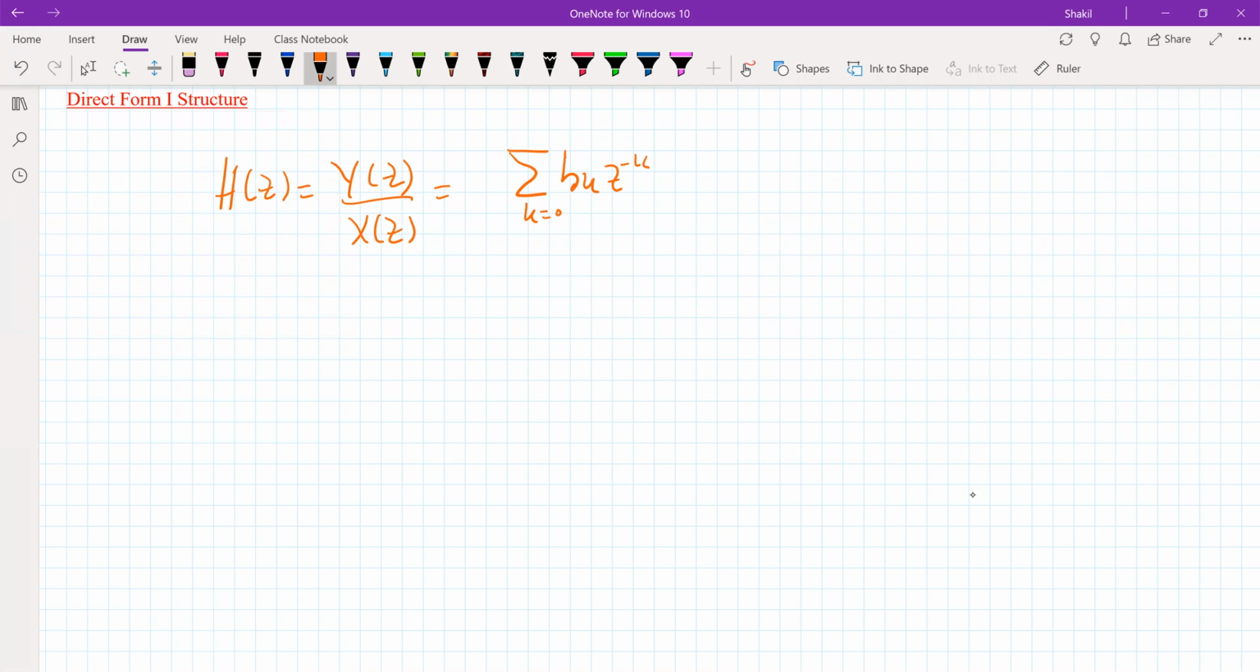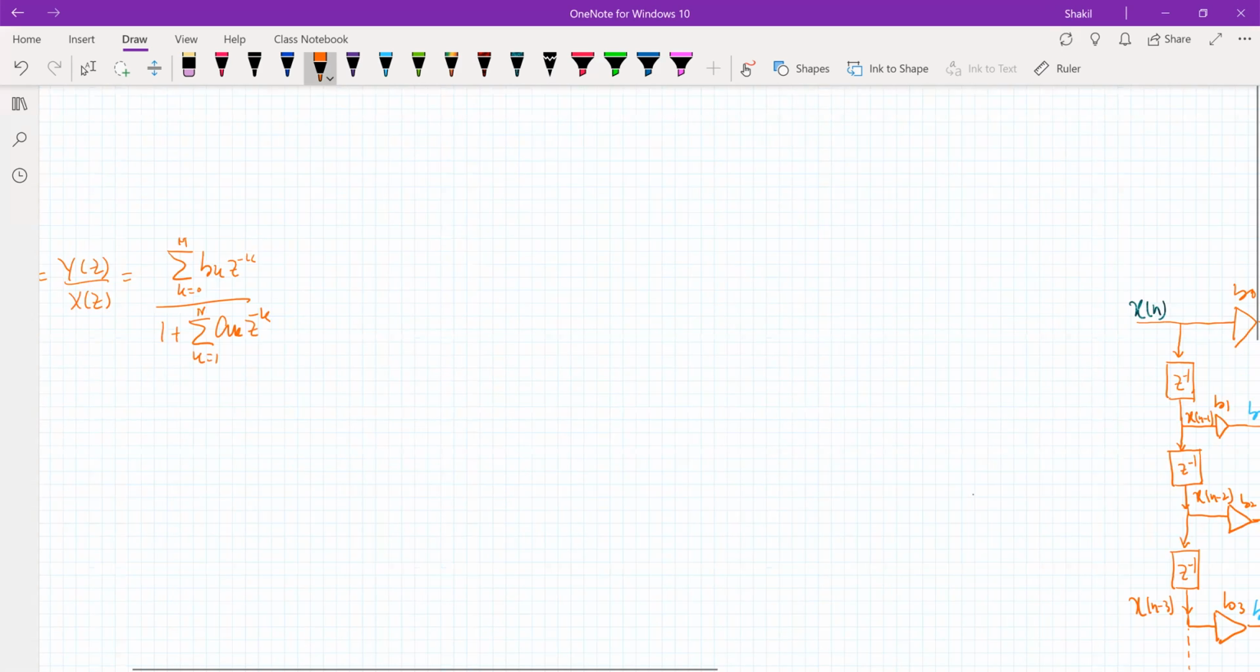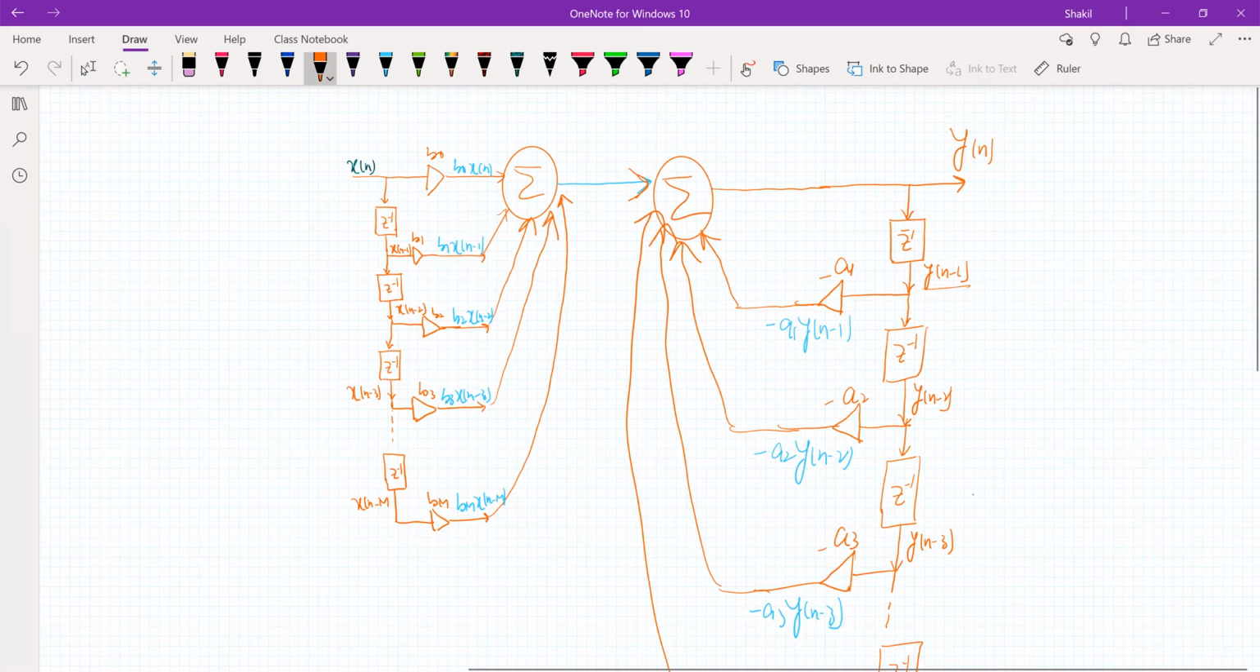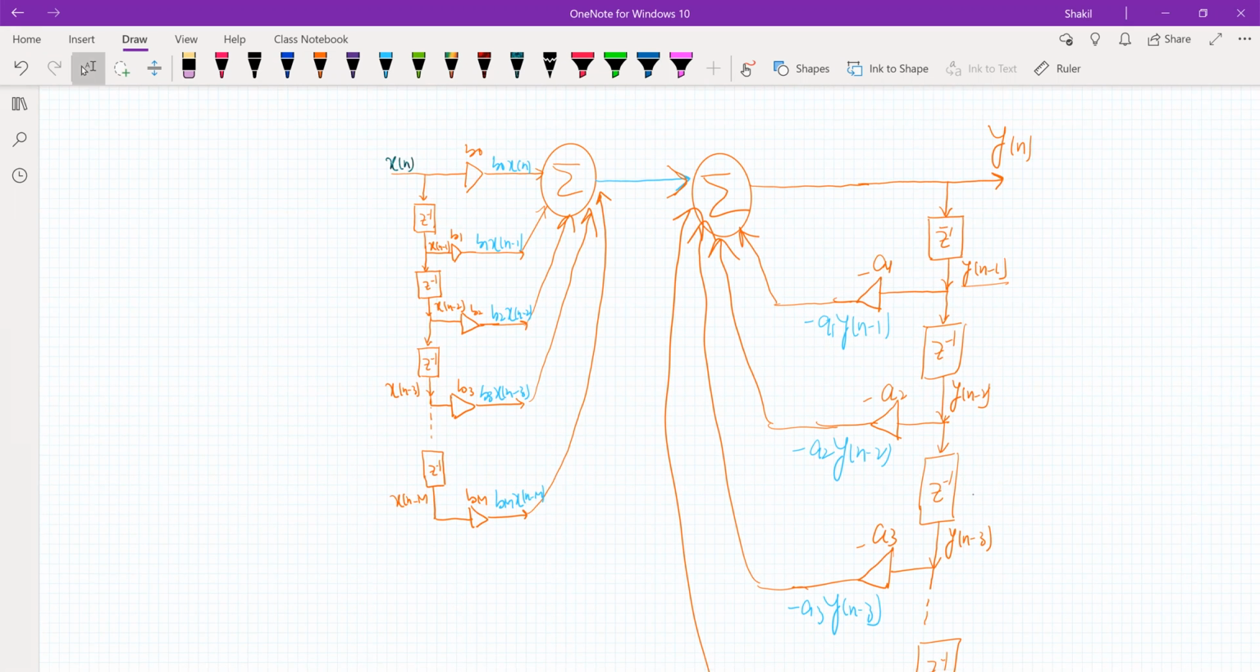The transfer function looks like summation k from 0 to M of b_k z^-k, divided by 1 plus summation k from 1 to M of a_k z^-k, right? And we realized this system by this structure, which we saw in the previous class.